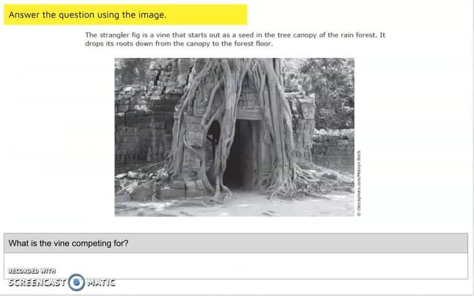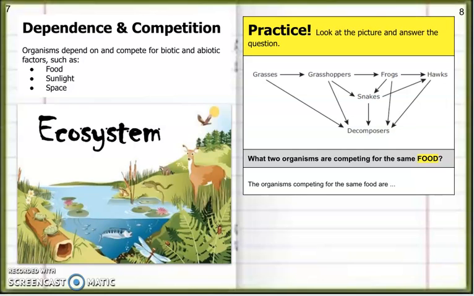Slide number 7. The strangler fig is a vine that starts out as a seed at the tree canopy of the rainforest. It drops its roots down from the canopy to the forest floor. What is the vine competing for? So what is that vine trying to get? Again, use your notes. What is it competing for?